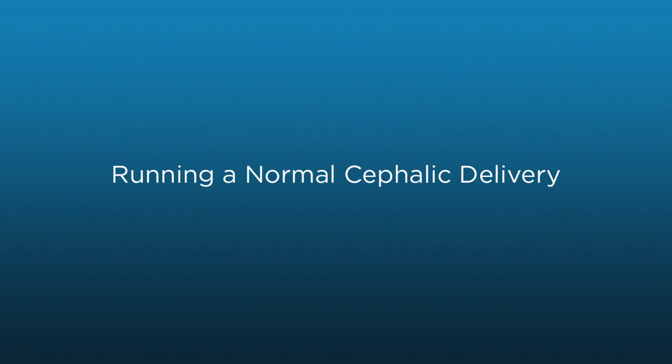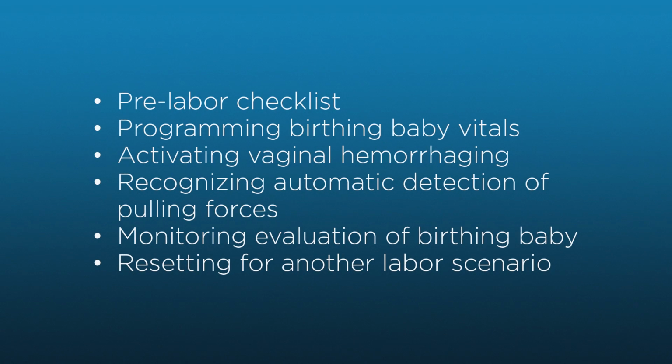In this video, you will learn how to run a normal cephalic or vertex delivery without complications like shoulder dystocia. By the end of this video, you should be able to program birthing baby vitals, activate vaginal hemorrhaging, monitor and recognize automatic detection of pulling forces, monitor the evaluation of the birthing baby, and reset the simulator for another labor scenario. Be sure to run through the pre-labor checklist before starting.